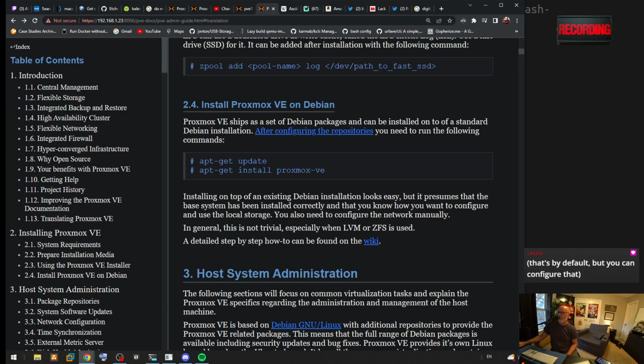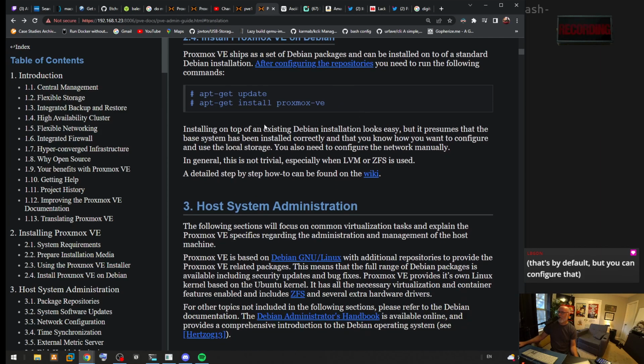Proxmox VE ships as a set of Debian packages and can be installed on top of a standard Debian installation. So you install Debian, and then you do apt-get update, install Proxmox VE. Installing on top of an existing Debian installation looks easy, but it presumes that the base system has been installed correctly and that you know how you want to configure and use the local storage. You also need to configure the network manually. In general, this is not trivial, especially if LVM or ZFS is used. A detailed step-by-step can be found on this wiki.